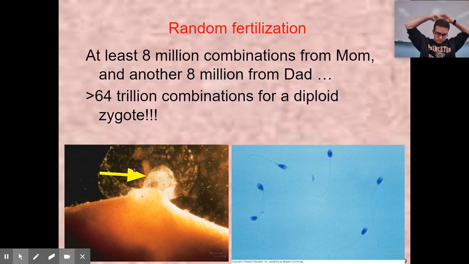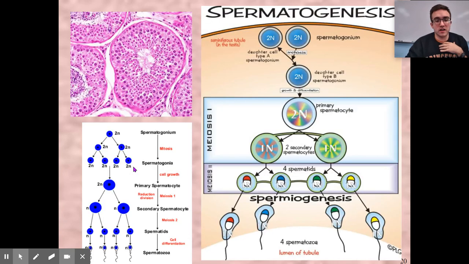So, yeah, 60 trillion more combinations for a diploid zygote. That's a lot of different combinations, and that's good for our cells, good for the survival of our species, that we have different combinations. The next little bit I want to talk about is the formation of sperm and egg, because it's a little bit different.